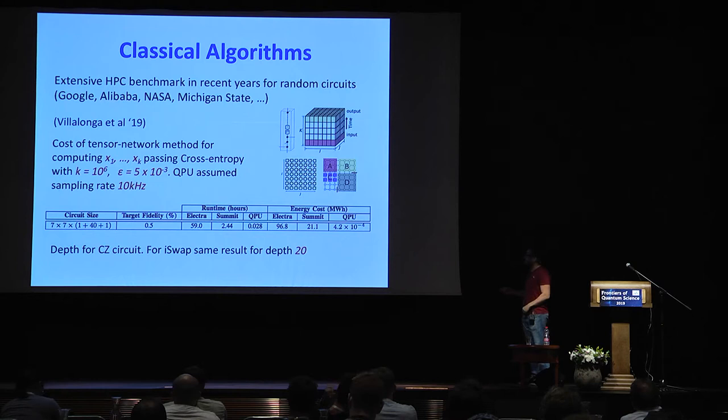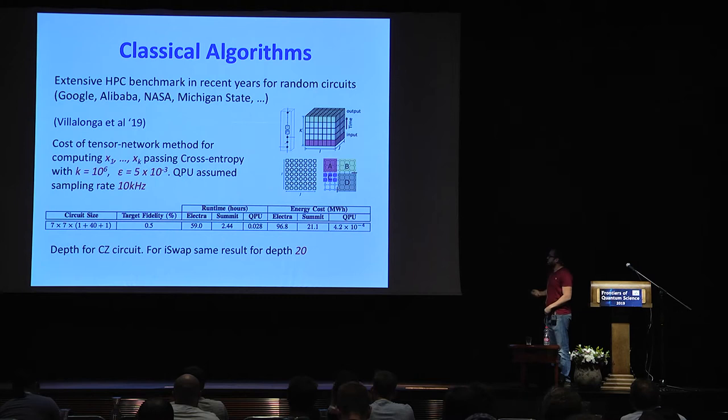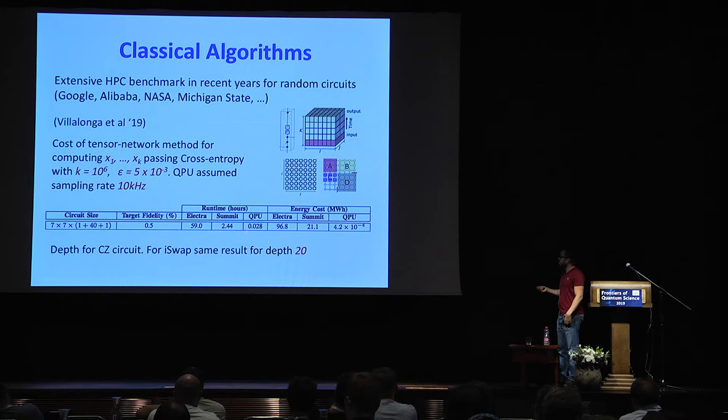Suppose you want to target fidelity 0.5%, so this 5 times 10 to the minus 3. Then they benchmark how much it would take for the NASA supercomputer Electra: 59 hours. On the Summit supercomputer, one of the most powerful, it would take 2.5 hours. And on the quantum computer it would take 0.02 hours. So you're already seeing a big separation between the quantum and the classical.